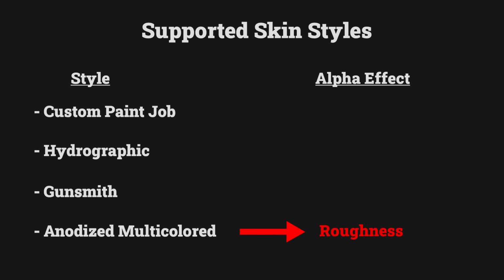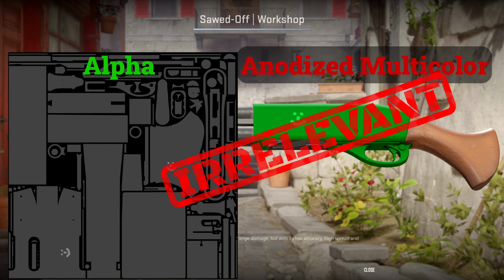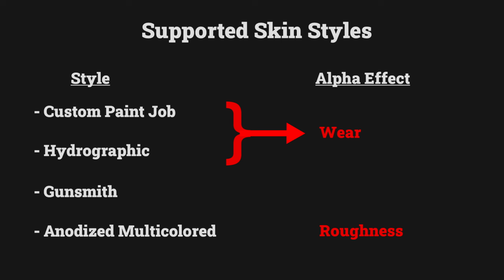The anodized multicolored uses the alpha channel to mask roughness, which is quite useless since in CS2 we also have the roughness map. Fun fact, if you use the roughness map for an anodized multicolored skin, any values you add to the alpha channel get ignored. So this skin style is not relevant for today's topic. For the custom paint job and hydrographic styles, the alpha channel controls the wear, as I'll demonstrate in a moment.